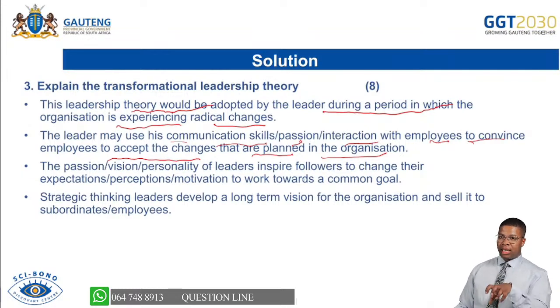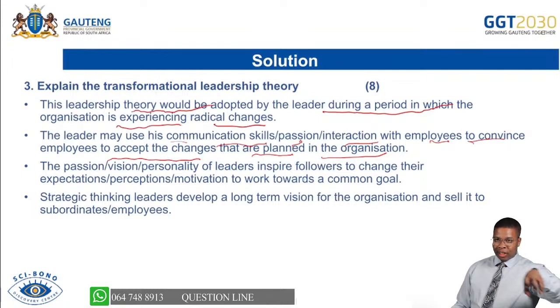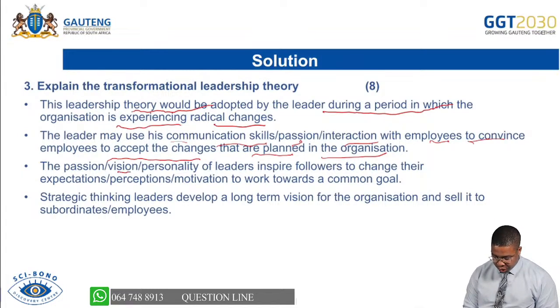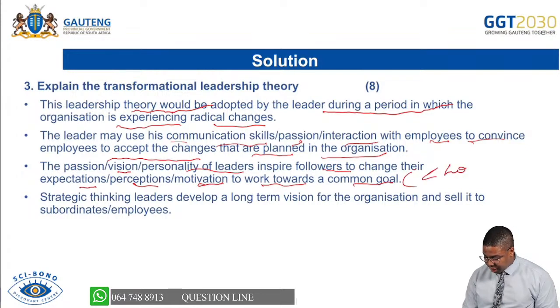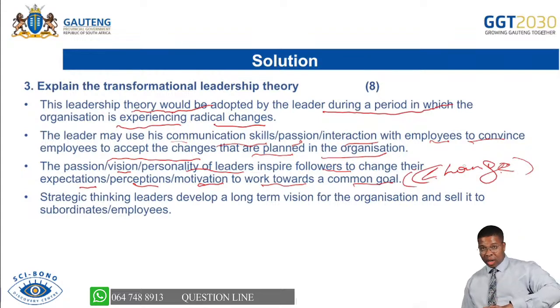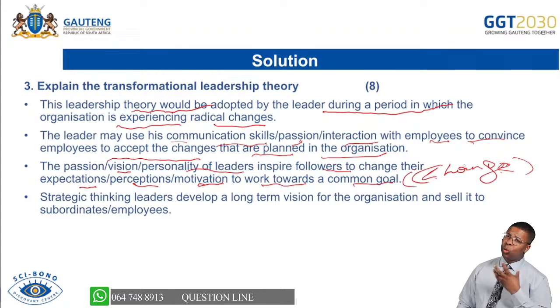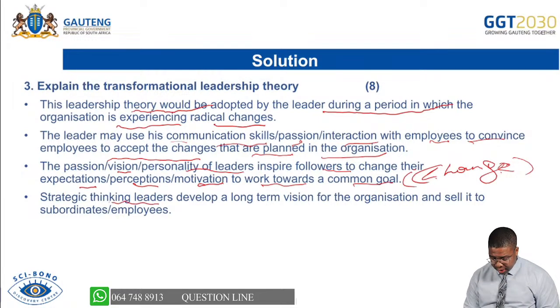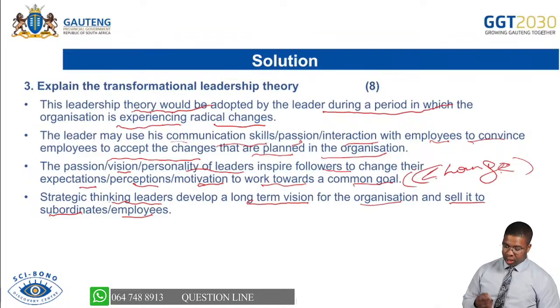So the theory teaches leaders about how to engage in the changing process, especially how they will influence the employees in the changing process. So the passion or personality of the leader should inspire followers to change their expectations, perceptions, and motivation so that they work towards a common goal that the business wants to change into. This is what the business wants to see as a change. But the change is seen by top management. But the leader should make employees at the lower level, at the middle level, to see the change. Through what? Through their personality, through proper communication. So that's what the theory is talking about. And then strategic thinking leaders develop a long-term vision for the organization and then have to sell it to subordinates or employees. So that's what transformational is about.